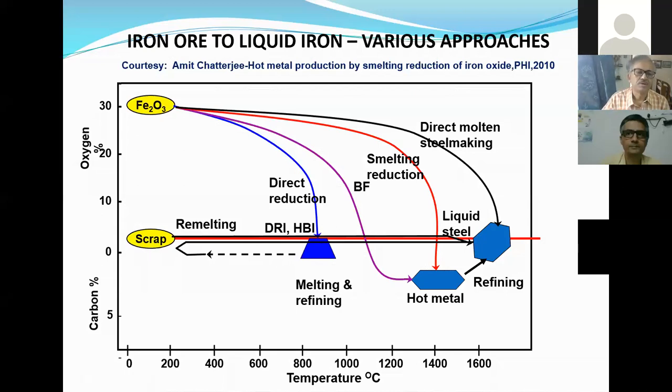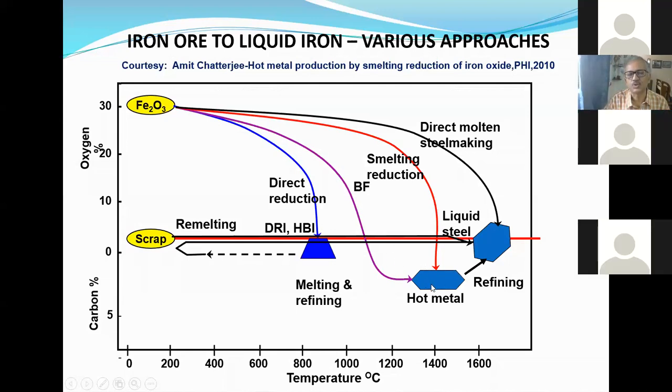But with the advent of very advanced steel making technology like continuous casting, the scrap is depleting, and which is being replaced by the DRI. Okay. So then in the electric arc furnace you can get the liquid steel. Now the most conventional method of producing the liquid hot metal is by the blast furnace route.